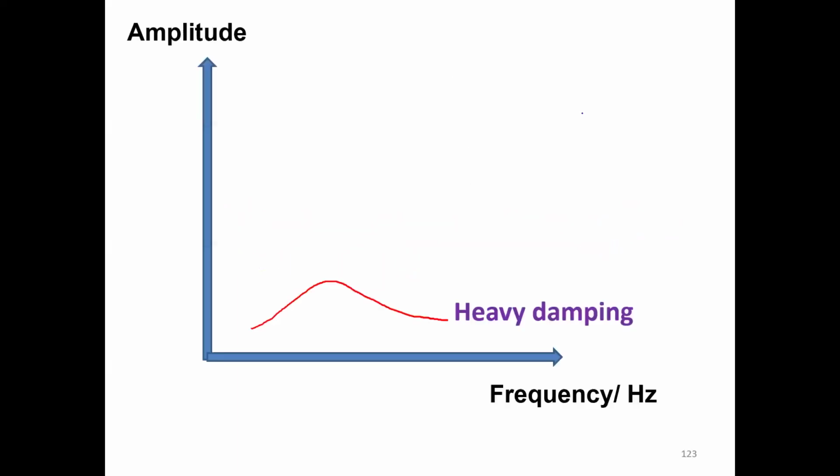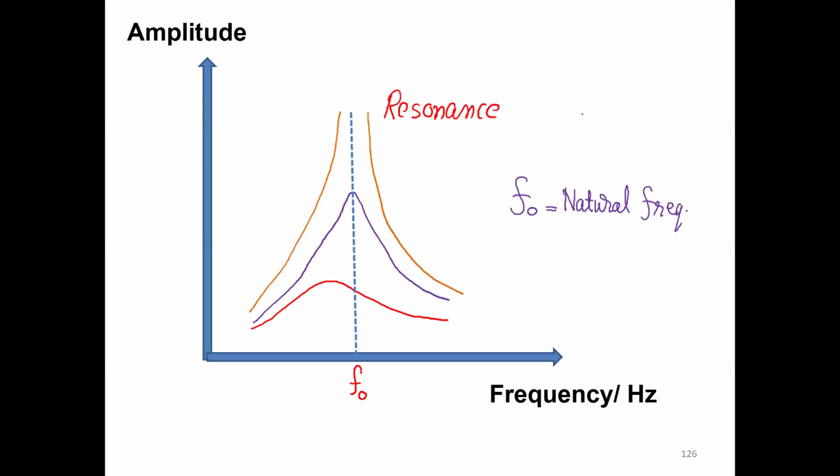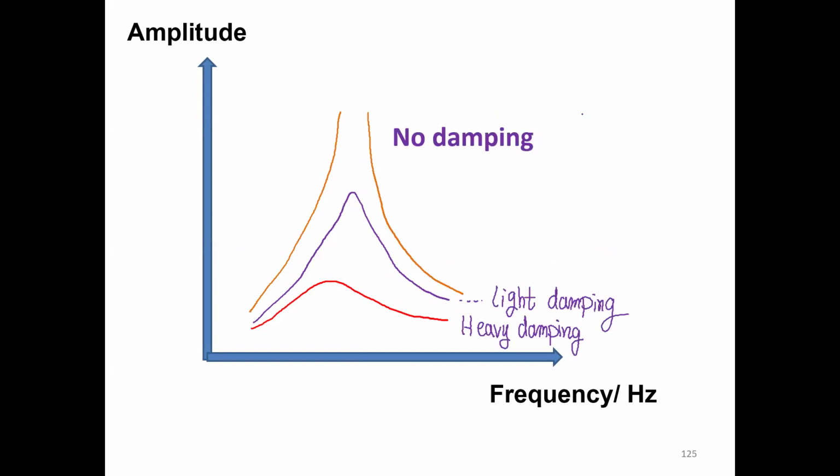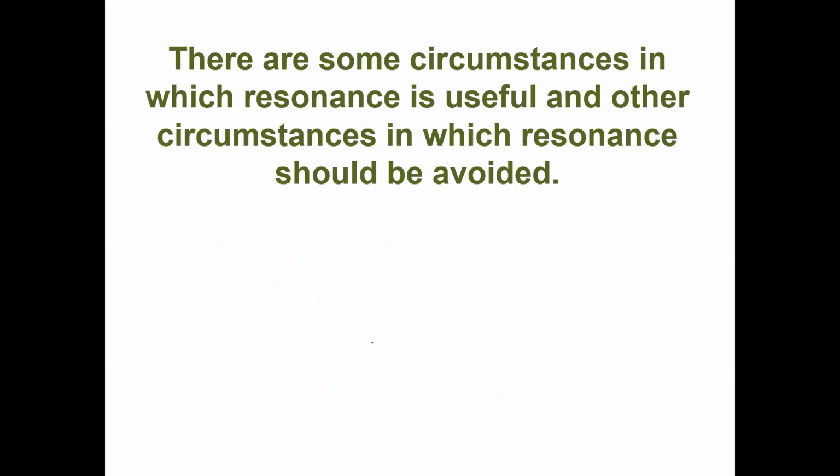A very important sketch. We have heavy damping, so amplitude is small. You do the light damping, amplitude increases. Then you go further, you remove the damping, and resonance occurs. This is called the natural frequency at which oscillation becomes extreme.